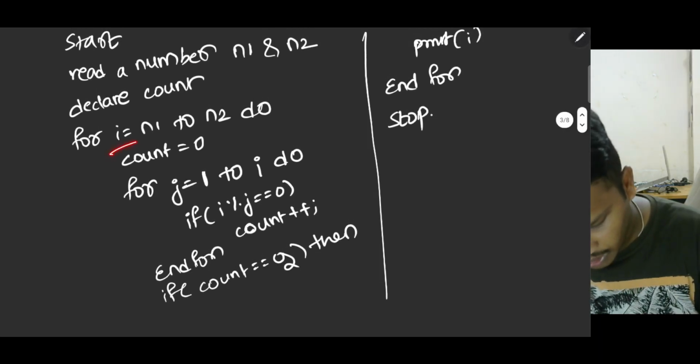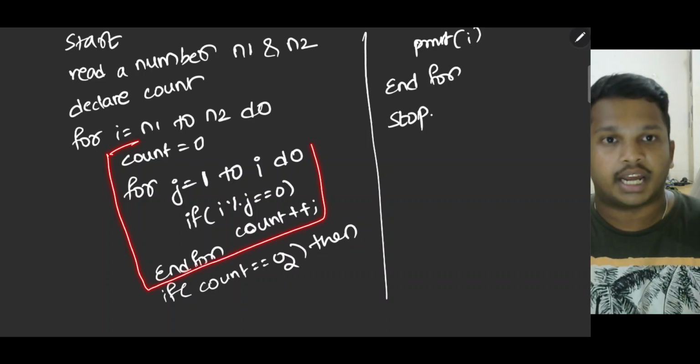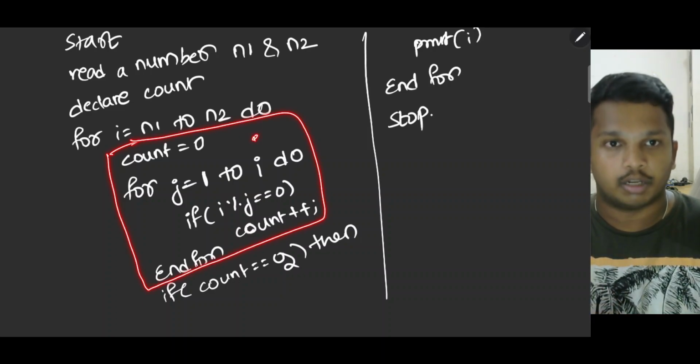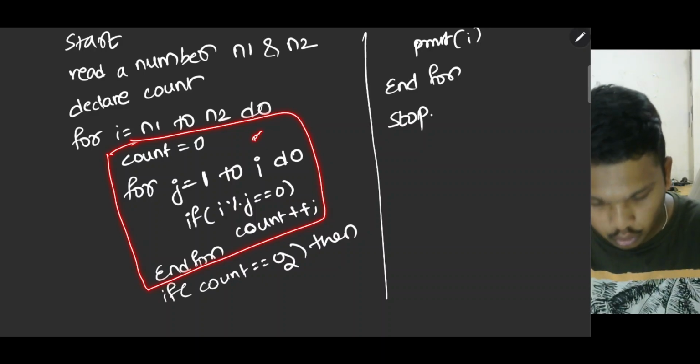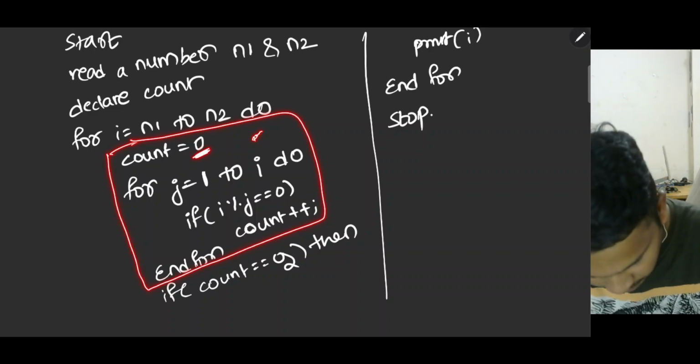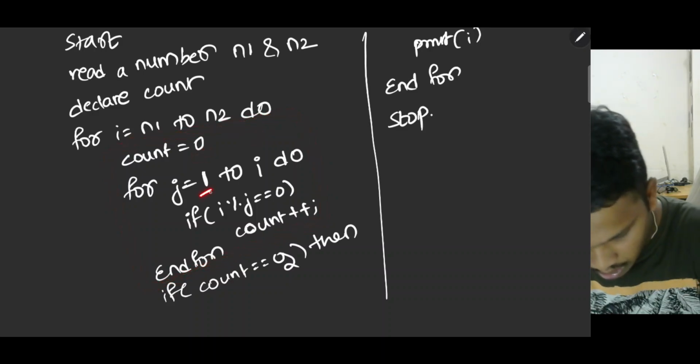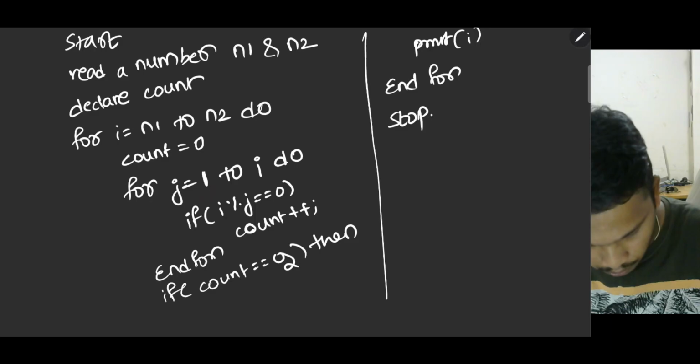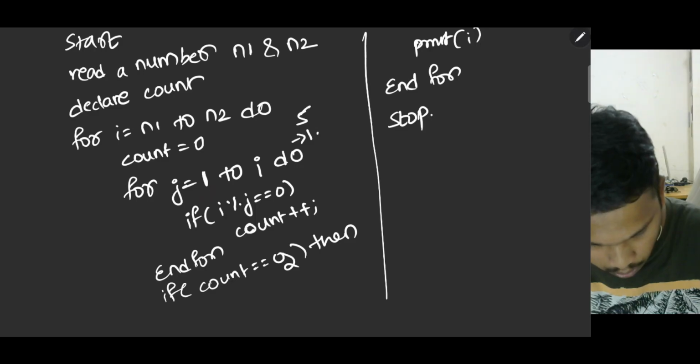What is the prime logic? Every time we will maintain one count variable. Count starts at 0. Now, by running j from 1 to the value of i, for example if it is 5, the j value will run 1, 2, 3, 4, 5.